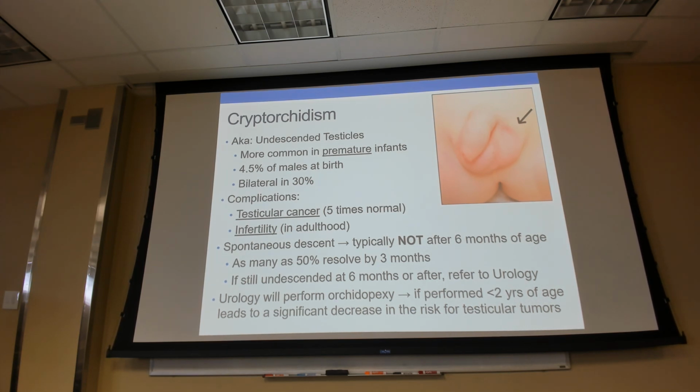So after 6 months, they need to be seeing urology, to have urology pull them down into the scrotum and tack them down. Number 1, that will help with normal development. Number 2, that will decrease the risk of testicular cancer and increase fertility.